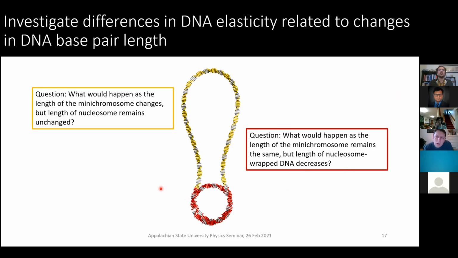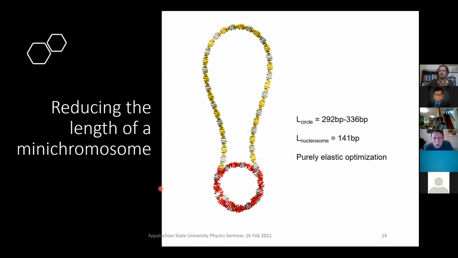So we have two different directions that we can go in this study. The first thing that I did was I wanted to take a look at reducing the length of the mini circle. I have different ranges of lengths of my circle, anywhere from 292 base pairs to 336, but I wanted to keep the length of the nucleosome the same, and I really only wanted to look at what was occurring elastically. I didn't want to look at what was occurring electrostatically because I just wanted to see what occurs specifically in terms of changing length.